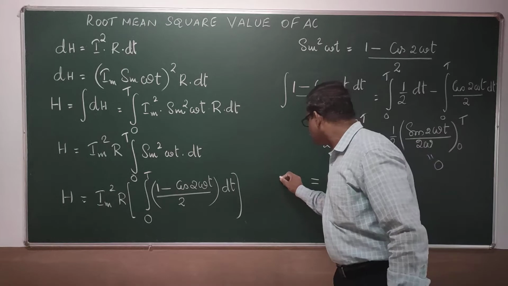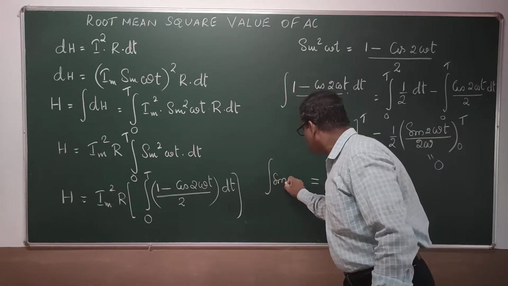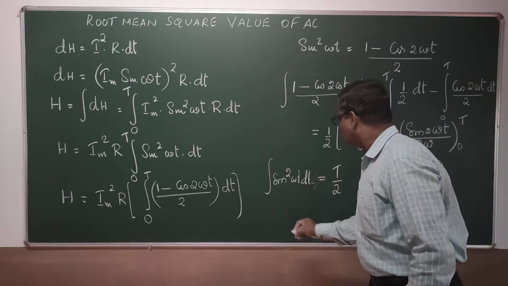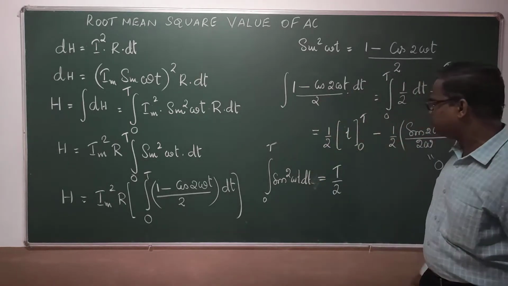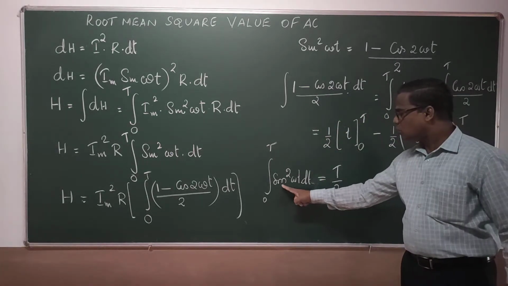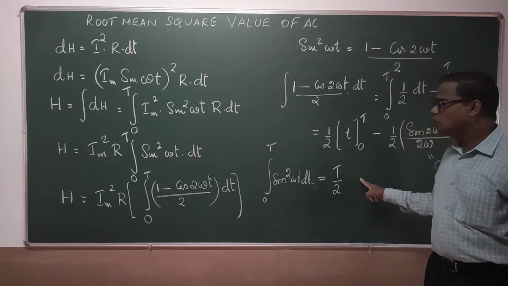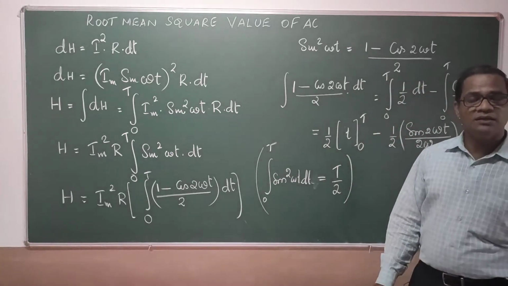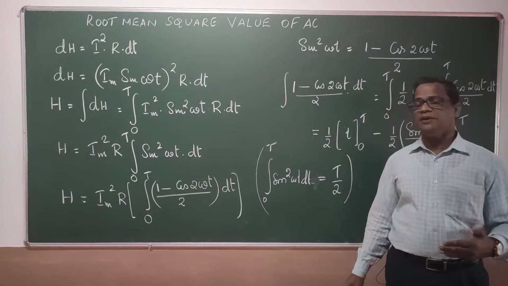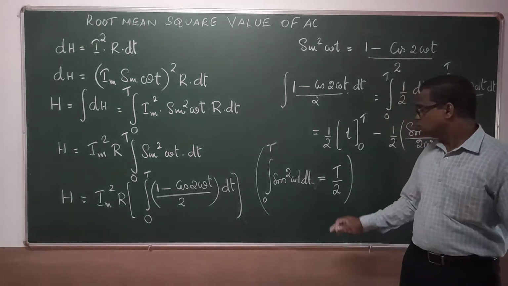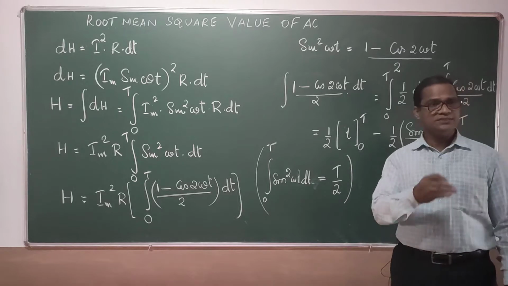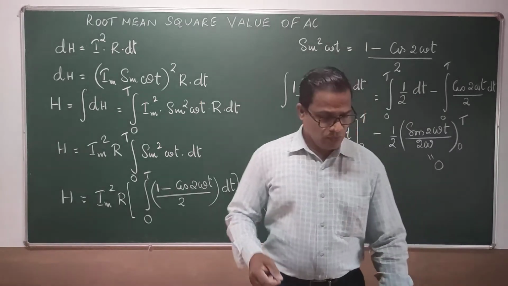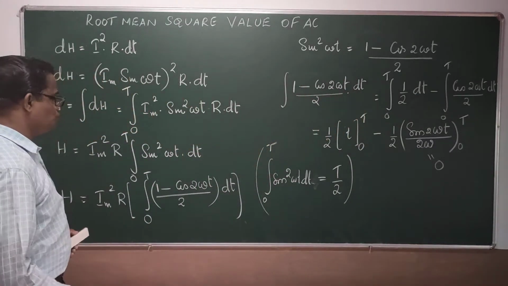So what I am getting is, integral from 0 to capital T of sine square omega t dt will be equal to T by 2. Please remember this value, because in many different places in the same chapter we are coming across this integration, so that you can write that value directly as T by 2. Okay. So, what is the result we are coming to?